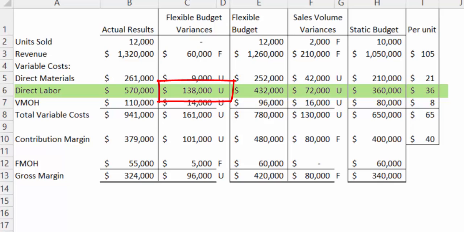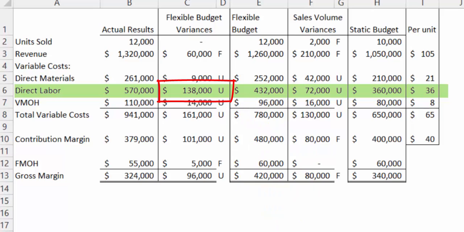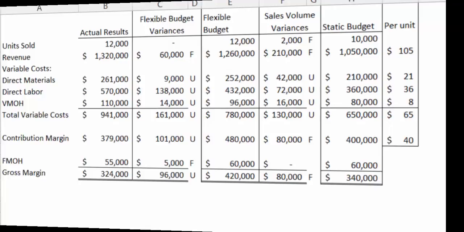But the $138,000 above that, the flex budget variance, isn't explained, and we don't know what happened. Did we pay our workers too much money? Did we use too many hours? There's no way of knowing from the flex budget variance itself. We need to split that into two pieces: a rate variance to see if our rate was too high, and an efficiency variance to see if we used our direct labor workers efficiently or not.